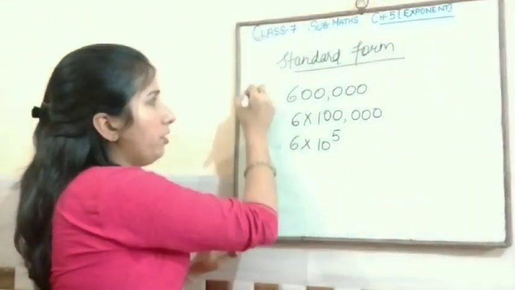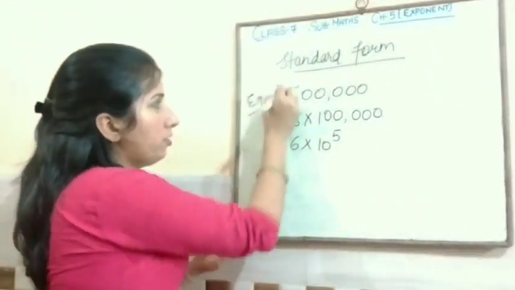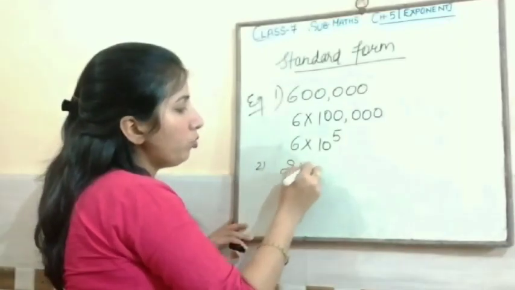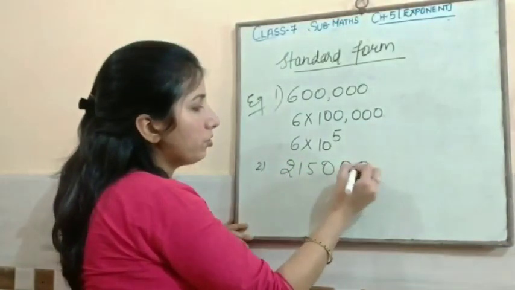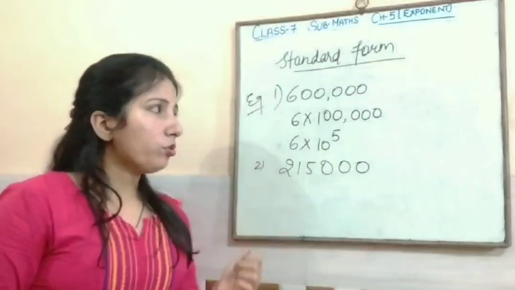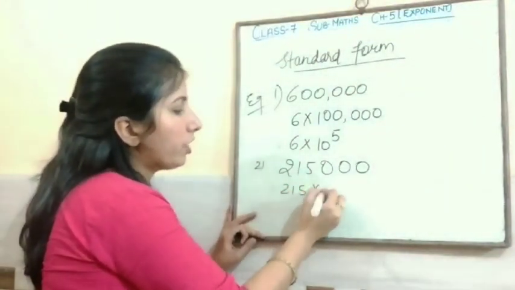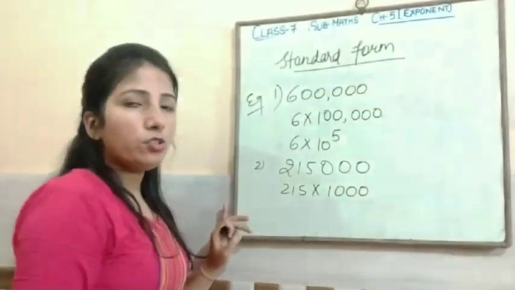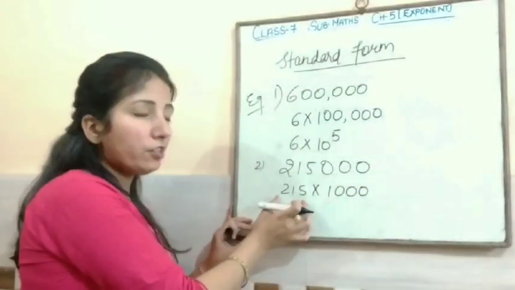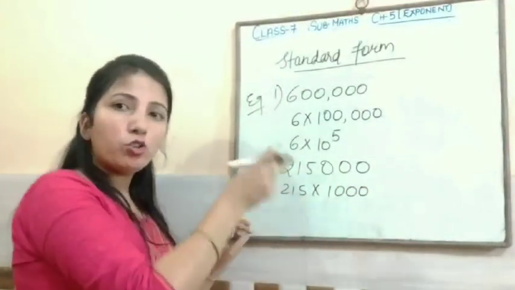One more example. 215,000. So standard form of this number will be, we can write this as 215 into 000. But this is not standard form. Now 215 is also a big number, it is a large number. We can make it even smaller.